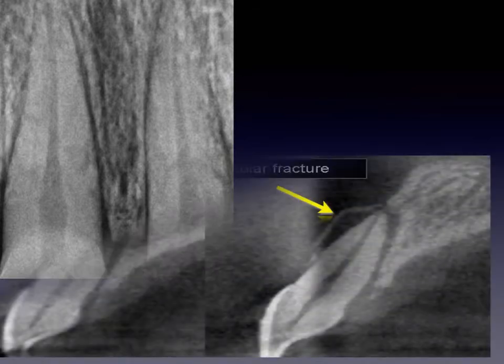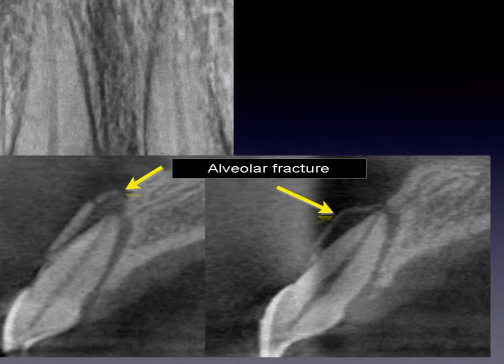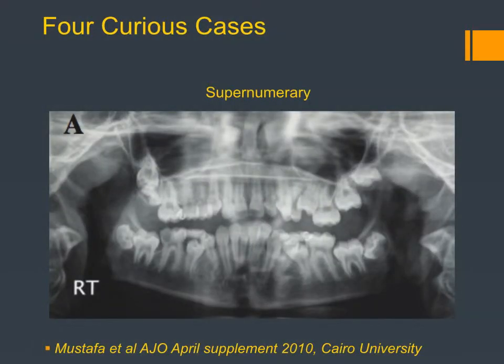When we took a CBCT, it was very clear that the root was not fractured, but the alveolar plate was fractured, and that didn't really appear in the periapical x-ray. So when a patient has a traumatic injury to a tooth, a high-resolution CBCT is the image of choice in my thinking. This is a great article in the AJODO.